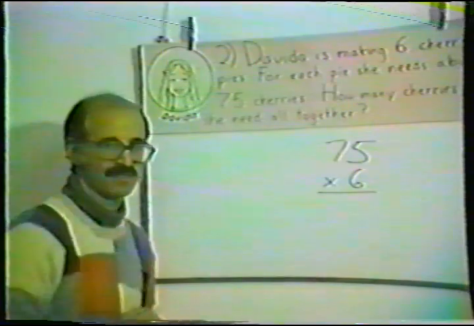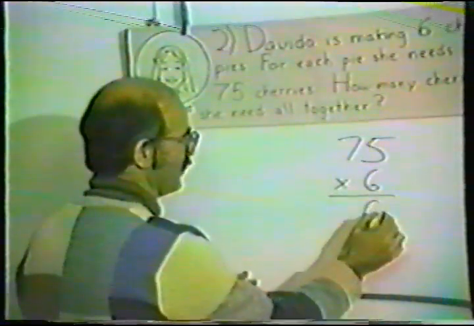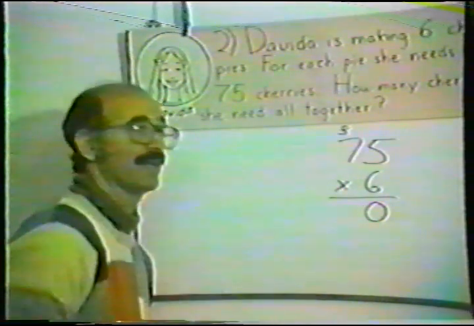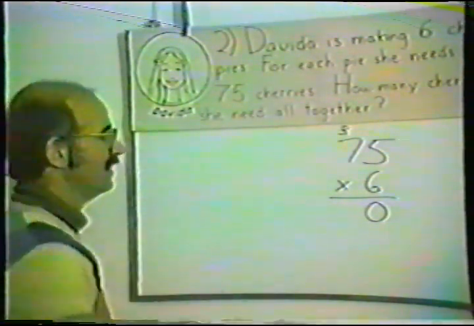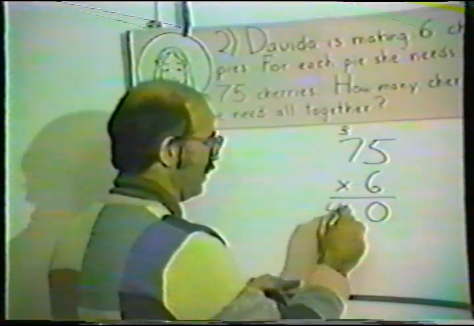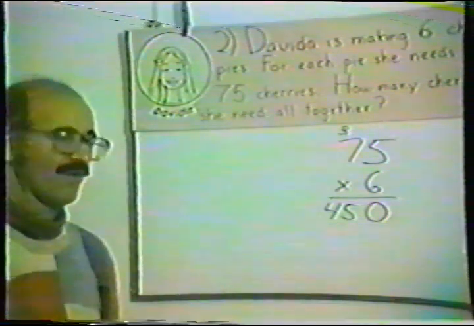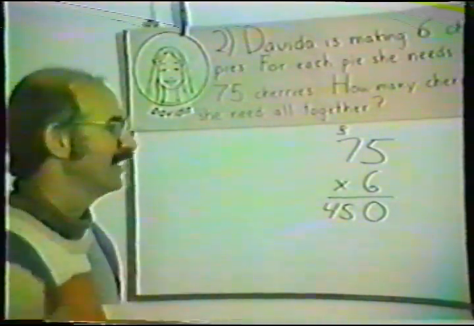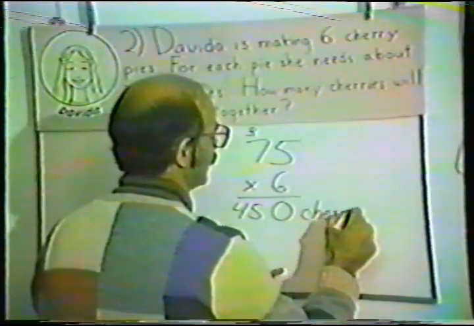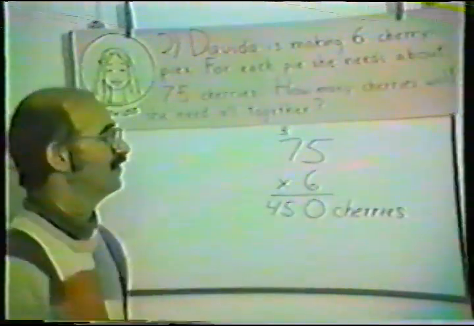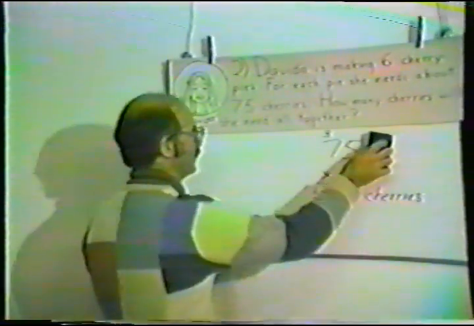75 times 6. 5 times 6 is? 30. Put down the 0, carry the 3. 7 times 6 is? 42. Plus the 3, 45. The answer is 450. 450 what? Cherries. 450 cherries in all for 6 pies.